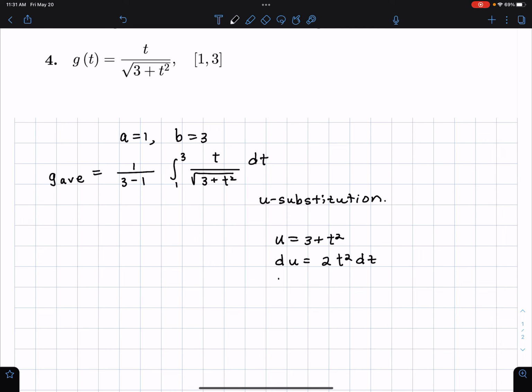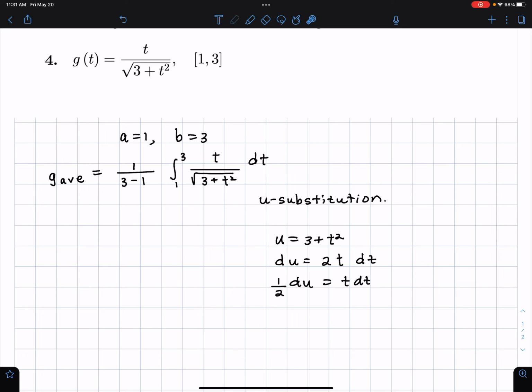I'll divide both sides by the constant: 1/2 du equals t dt. It has to be t dt for this whole thing to work, and there's no t squared here.